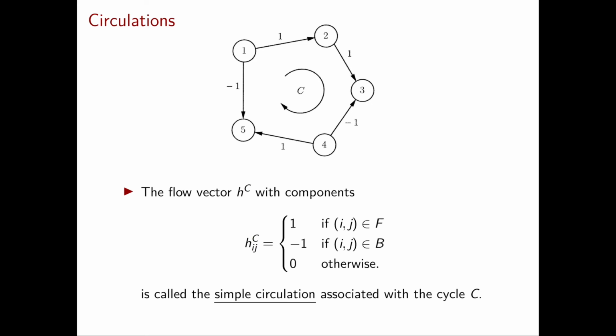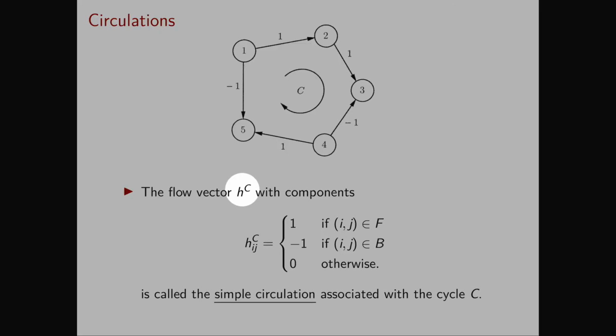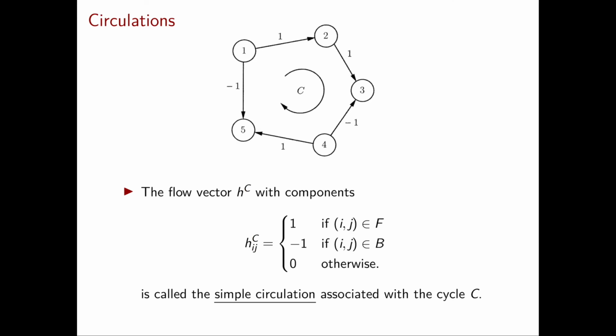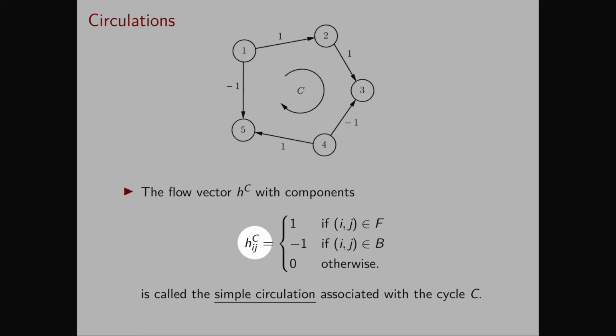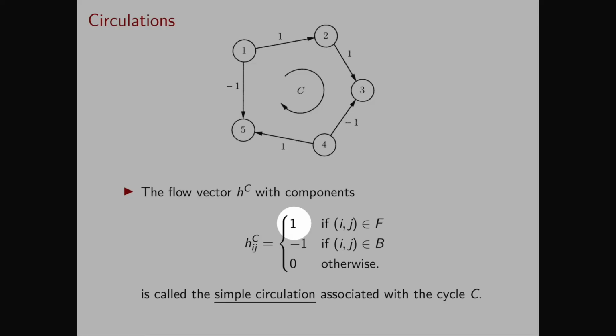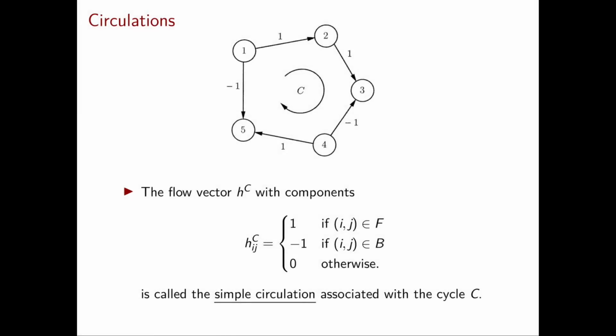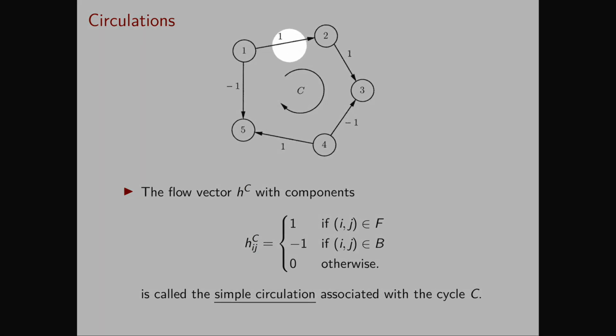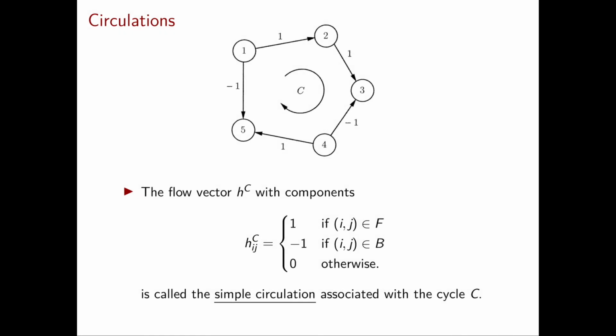Now we are ready to define the simple circulation associated with the cycle C. This simple circulation is denoted by hC and is defined as follows. The component of hC corresponding to the arc ij is equal to 1 if ij is in F, it is equal to -1 if ij is in B, and it is 0 otherwise. So in our example, we have a 1, 1, -1, 1, and -1. All the remaining arcs in the directed graph have value 0 in the simple circulation.